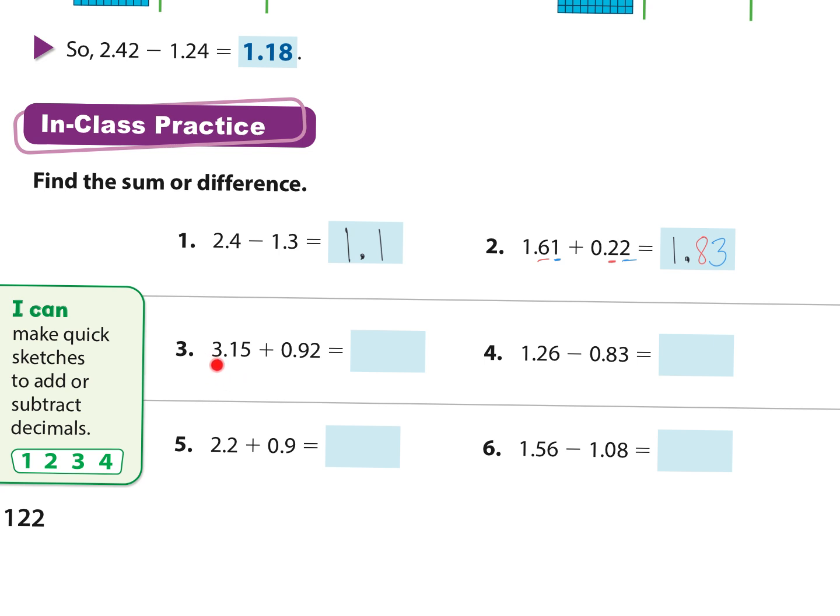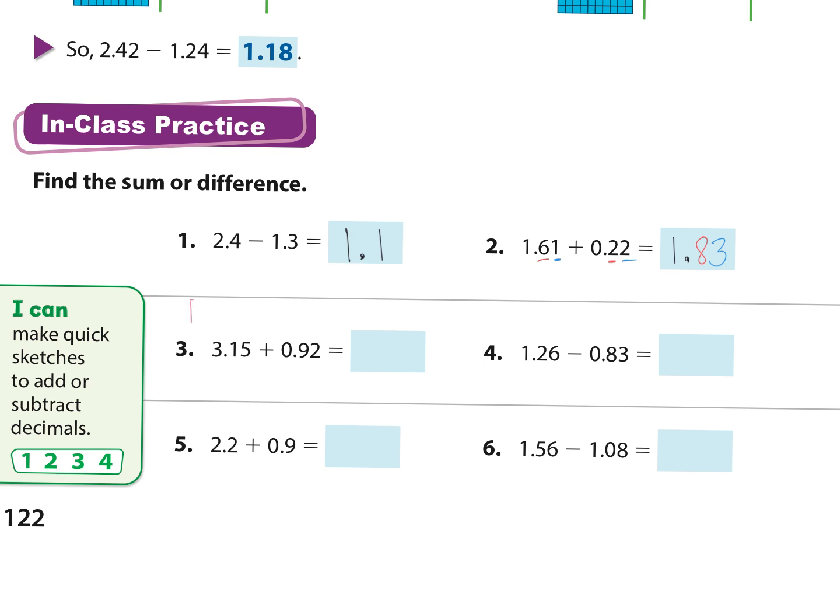I have a 3 here in the ones place, and I have a 0 here in the ones place. 3 plus 0 is how much? 3. Looking at the tenths place, I have a 1 and I have a 9 here. If I combine those, what happens? Makes 10. That's where the regrouping comes in. So I'm going to just illustrate this really quick.